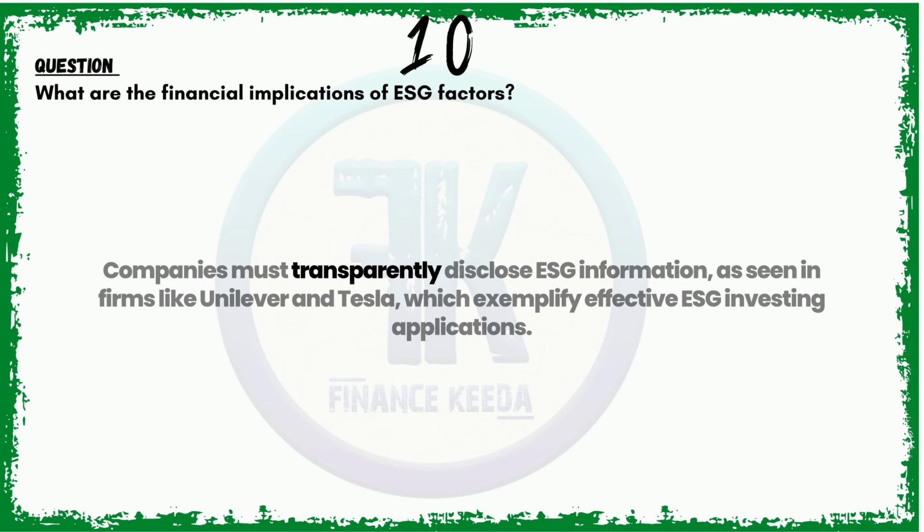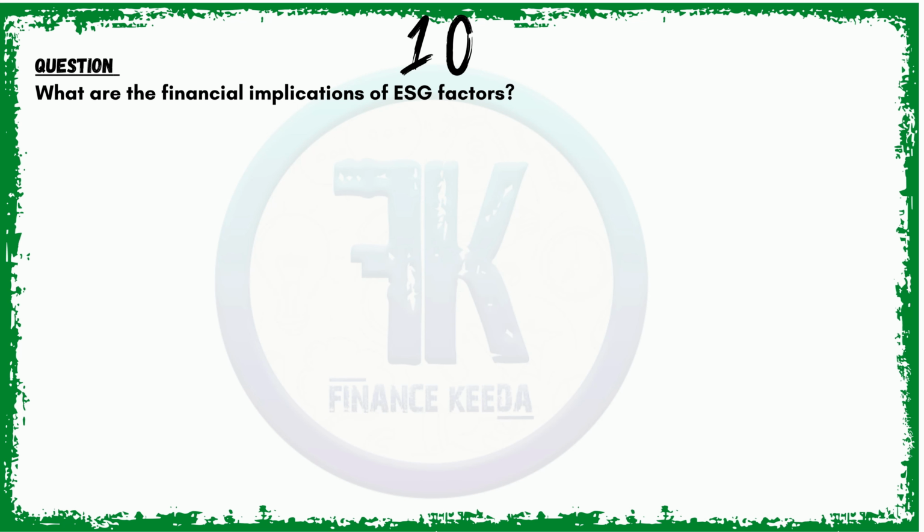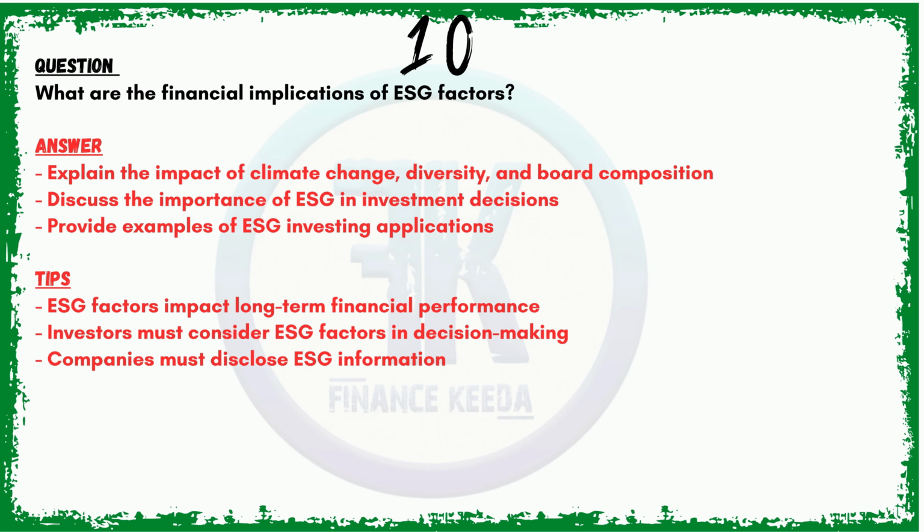Companies must transparently disclose ESG information, as seen in firms like Unilever and Tesla, which exemplify effective ESG investing applications. For this question answer, you should explain the impact of climate change, diversity, and board composition. Discuss the importance of ESG in investment decisions. Provide examples of ESG investing applications.